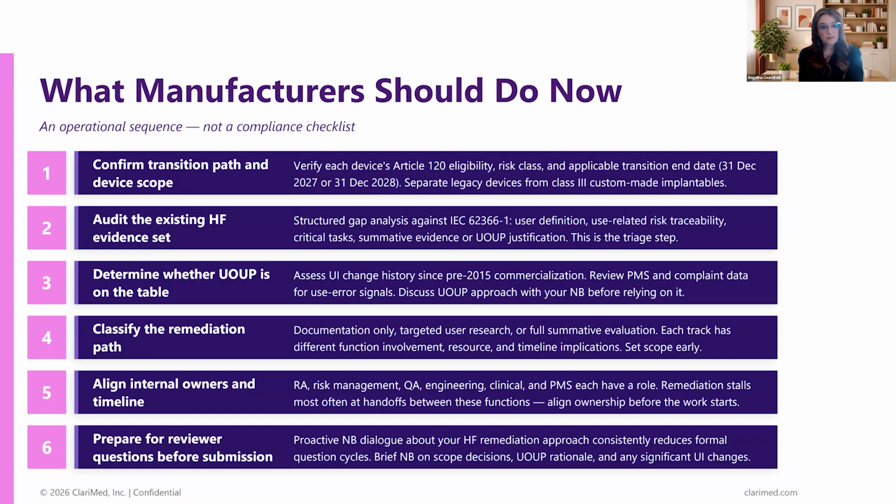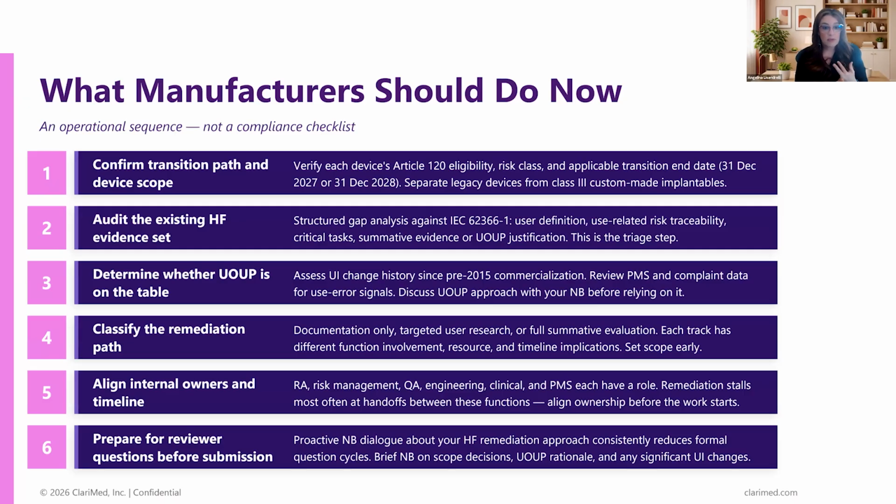Let's go to the next one. So what should manufacturers know? I'm going to go through this very quickly because I want to give you guys some time. Confirm your transition path and device scope. I think we talked about this. How does your device fit into the buckets? Is it class 2A, class 2B, class 2B implantable, class 3? Where does it land? Pull in your reg folks. Do you have to make adjustments here? There were some legacy devices that had to be up-classified. That was a rude awakening, right? So let's look at that.